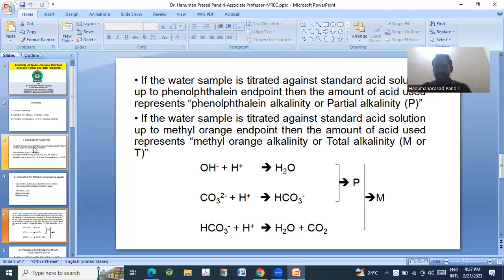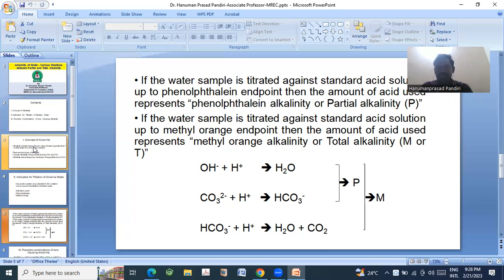And if the given water sample is titrated against standard acid solution up to methyl orange endpoint, that is the endpoint observed using methyl orange indicator, then the total amount of acid used represents methyl orange alkalinity or total alkalinity. It is denoted by M or T.